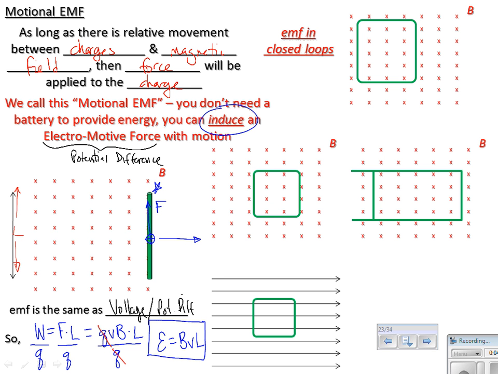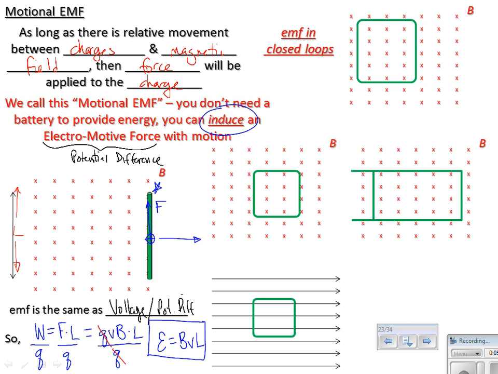So if we close these loops, or make them kind of like those solenoids, where they're really wrapped up like that, we can use this idea of motion to induce current, or induce EMF. We'll get to current. Now here's the deal.